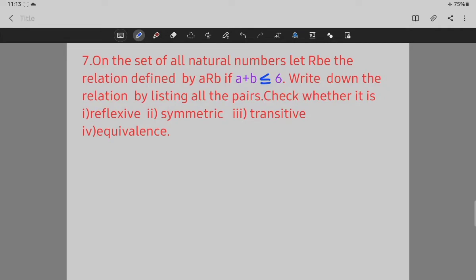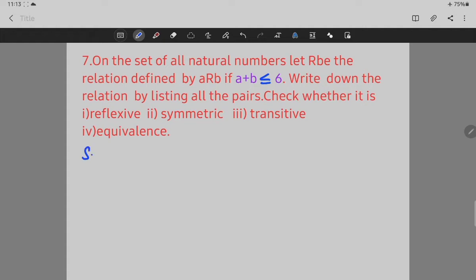Exercise 1.2, problem number 7. On the set of all natural numbers, let R be the relation defined by A is related to B if A plus B is less than or equal to 6. Write down the relation by listing all the pairs. Check whether it is reflexive, symmetric, transitive and equivalence.